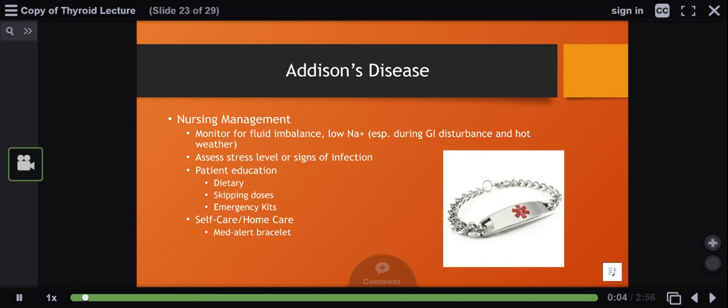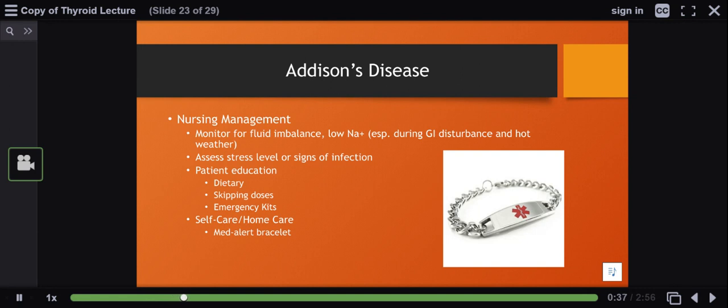Education is extremely important from the nurse's end when caring for a client with Addison's disease. When looking at dietary habits, we want to educate the client on ways to not only restore, but maintain a healthy fluid balance. Since the client is at such a high risk for developing hyponatremia and hypovolemia, we want to educate the client on ways to prevent this from happening.